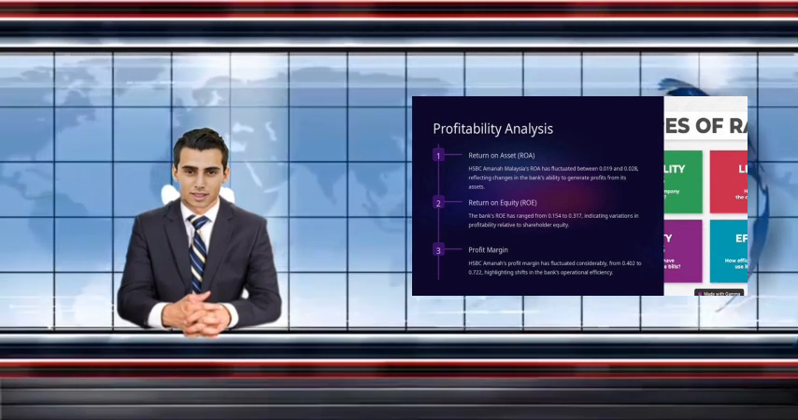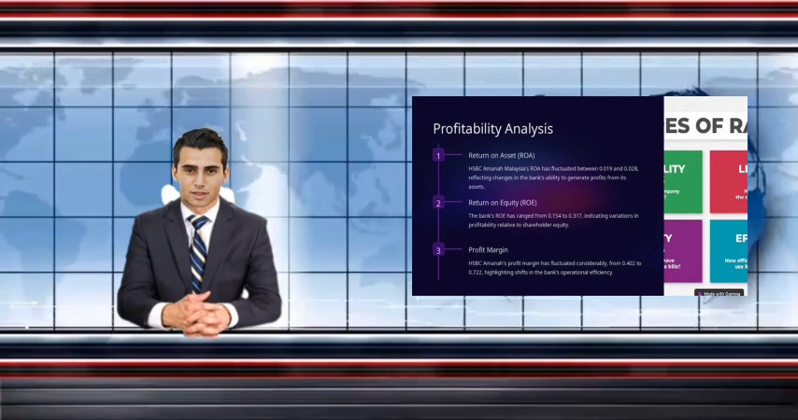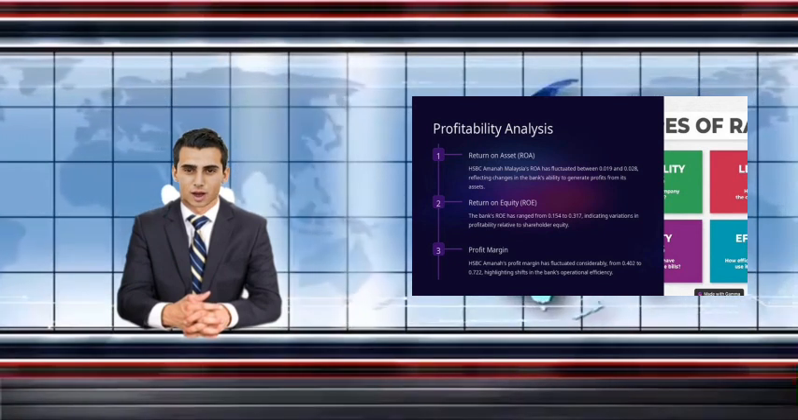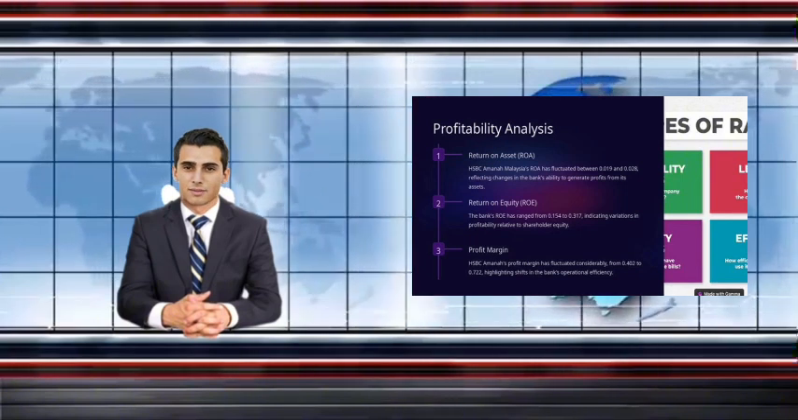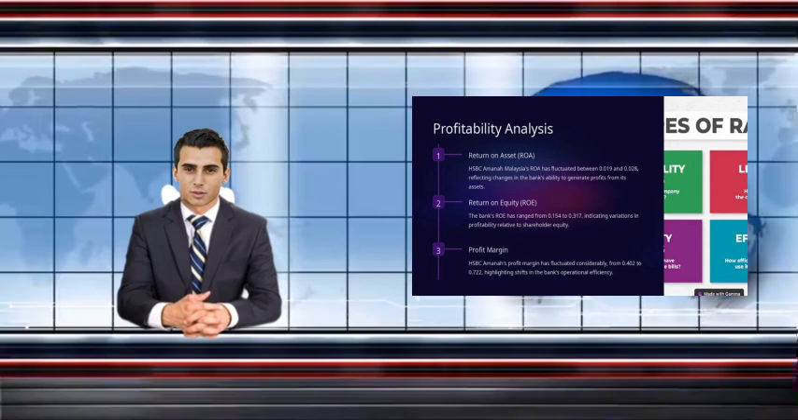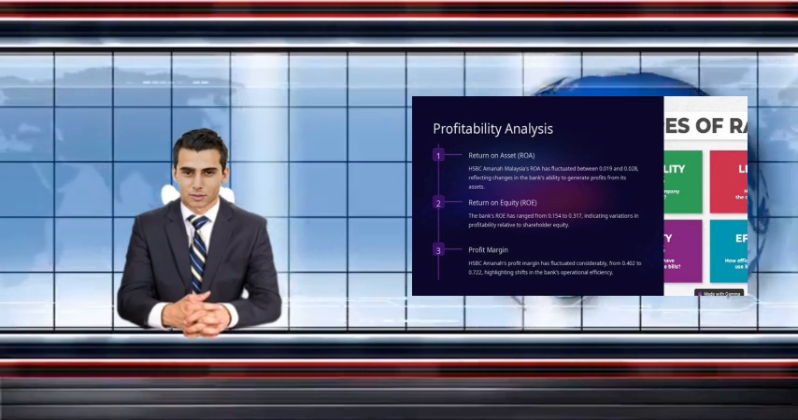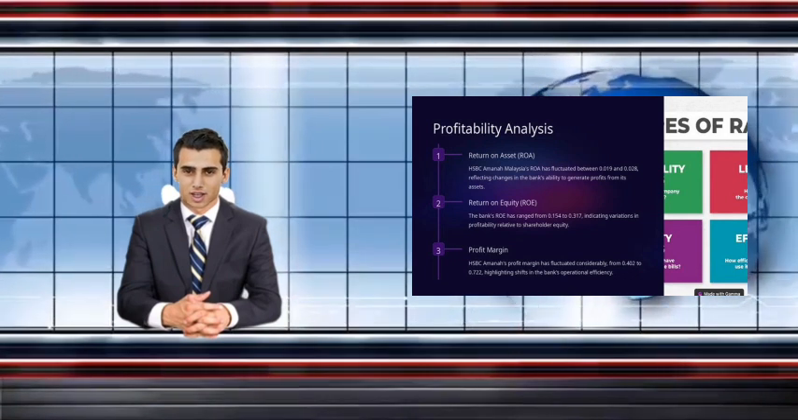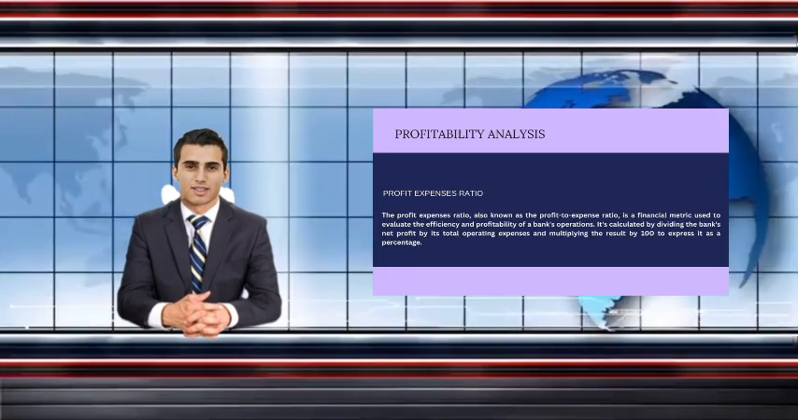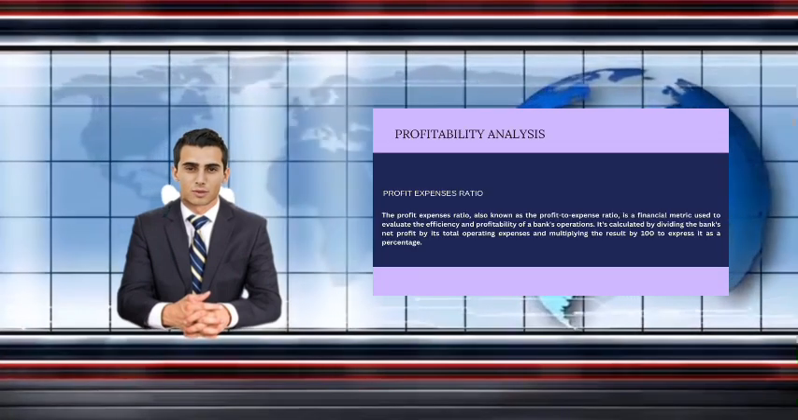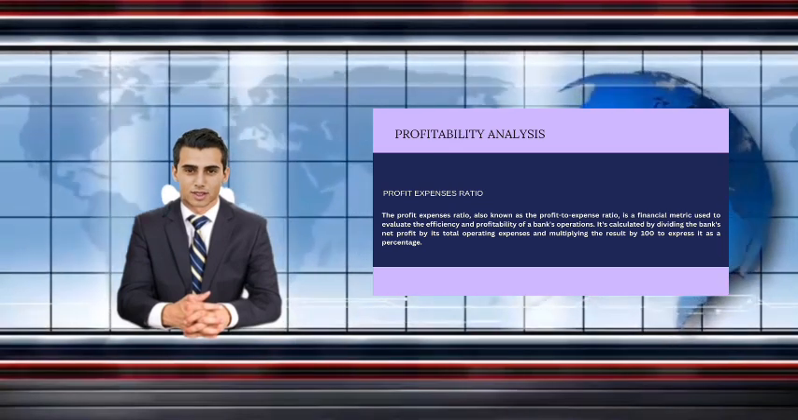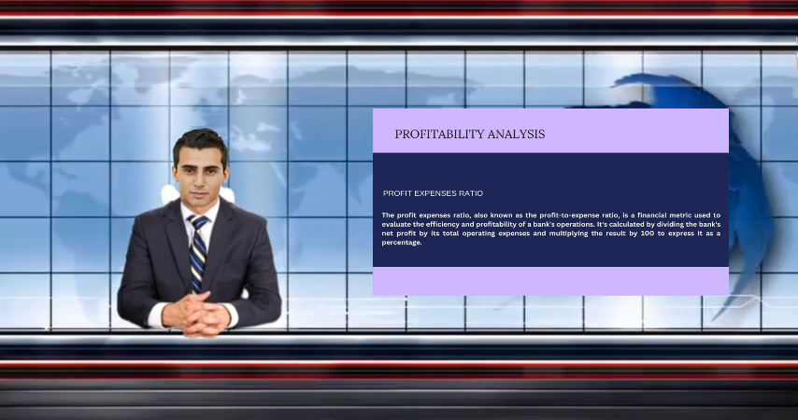3. Return on deposit evaluates the bank's profitability in relation to its deposit base. A higher ROD indicates the bank is generating more profits from its deposit-taking activities. 4. Profit margin measures the bank's ability to control expenses and generate profits from its operations. A higher profit margin suggests the bank is more efficient in its cost management and revenue generation. 5. Profit-expense ratio assesses the bank's efficiency in generating profits relative to its operating expenses. A higher ratio indicates the bank is more efficient in converting its expenses into profits.